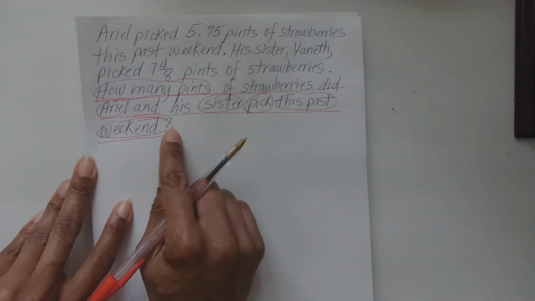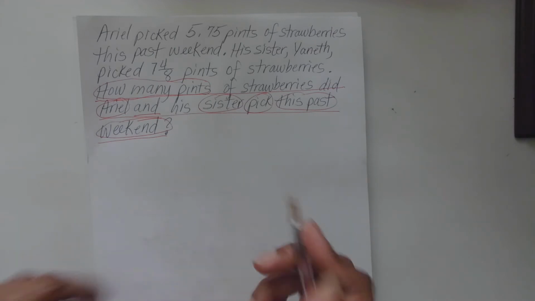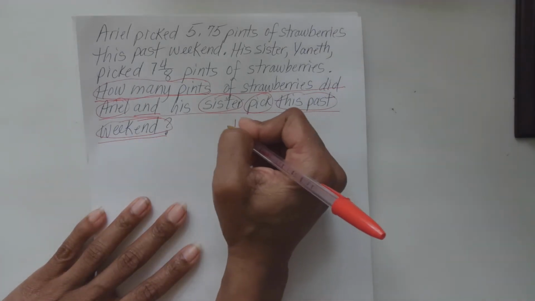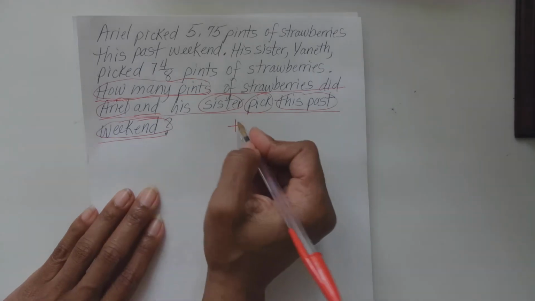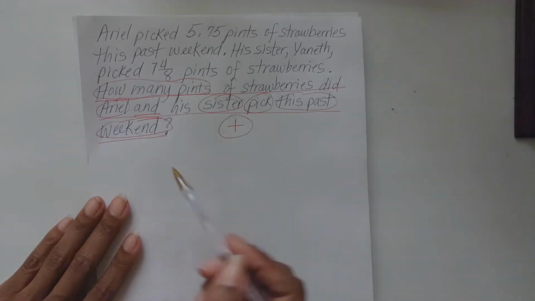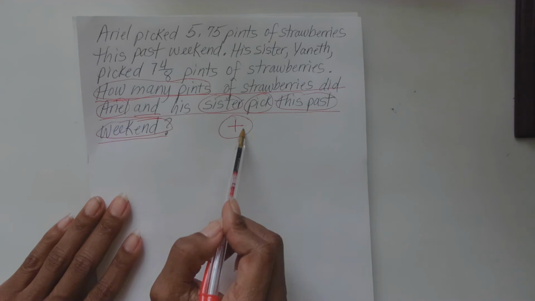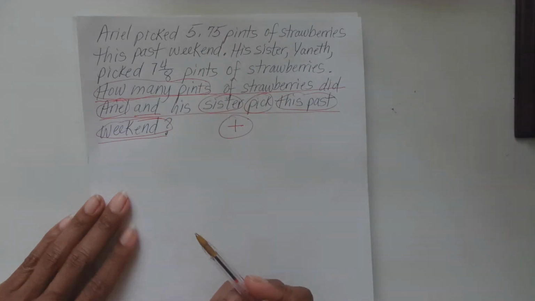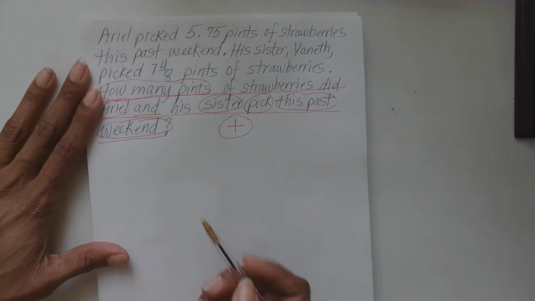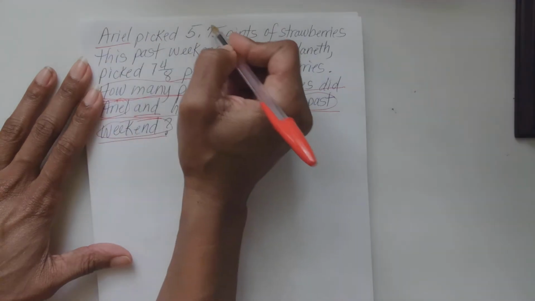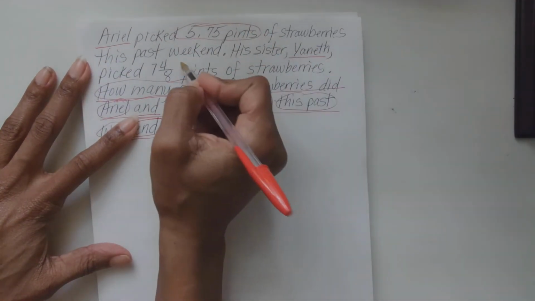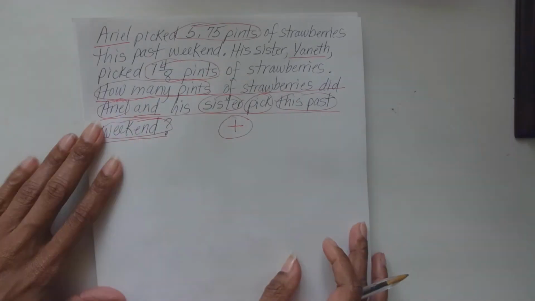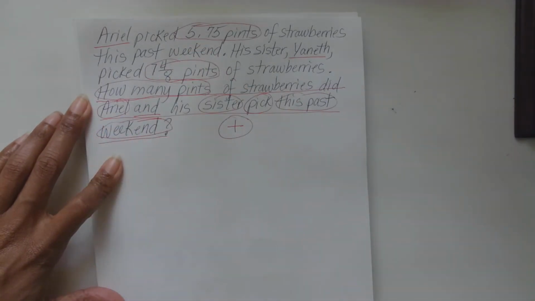So in order to find out how many pints they picked together, we are going to need to perform the operation of addition. Well, what do we need to add that we need to pull from the rest of the problem? Well, we need to know how many pints Ariel picked and how many pints his sister picked. And we're going to highlight those in the rest of the problem.